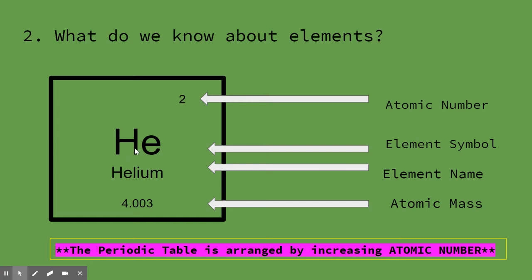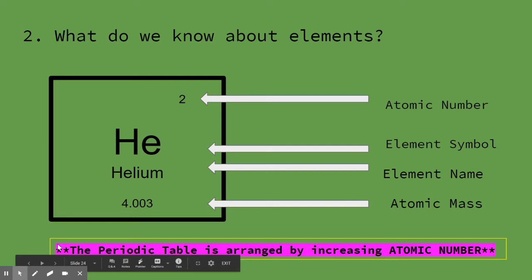You have your element symbol and the element name, and then the larger number, usually with a decimal, is the atomic mass. So the important thing to remember here is that the smaller number is always going to be the atomic number. The larger number, even if this was a 2 with a decimal, is going to be the atomic mass. And then I wrote you a key note down here at the bottom.